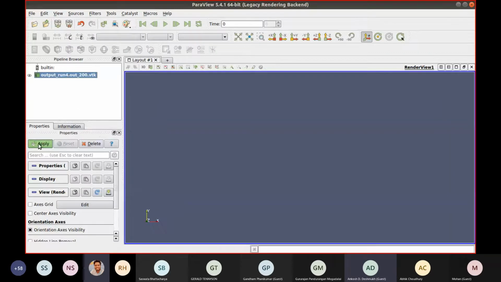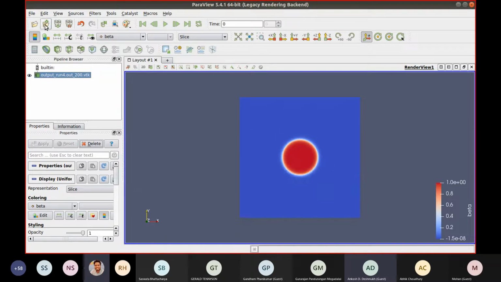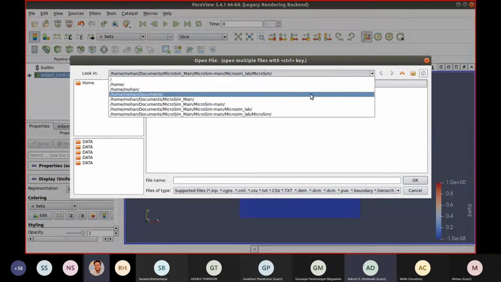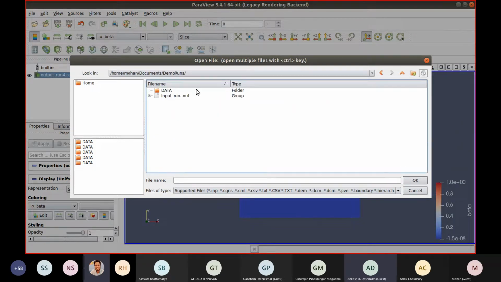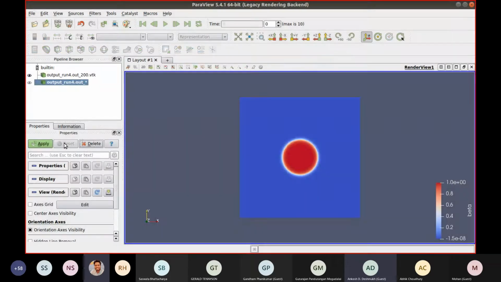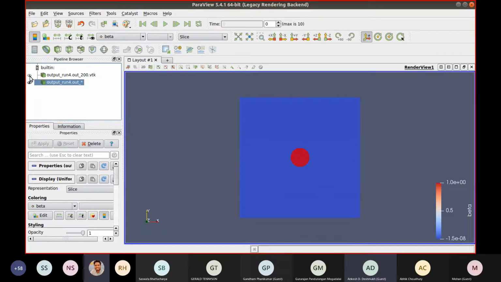You can see something is happening. It is evolving. Let us open documents and demo runs, and this was run 4. So run 4 files you can see here. You can see it is evolving. So the growth that we can observe.